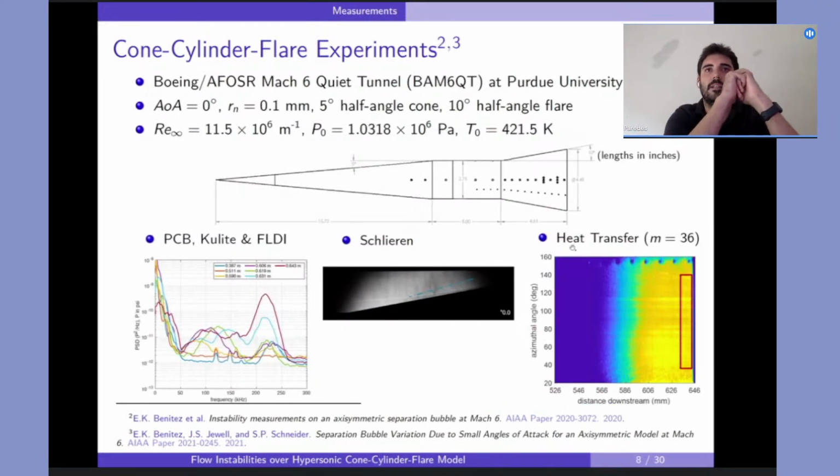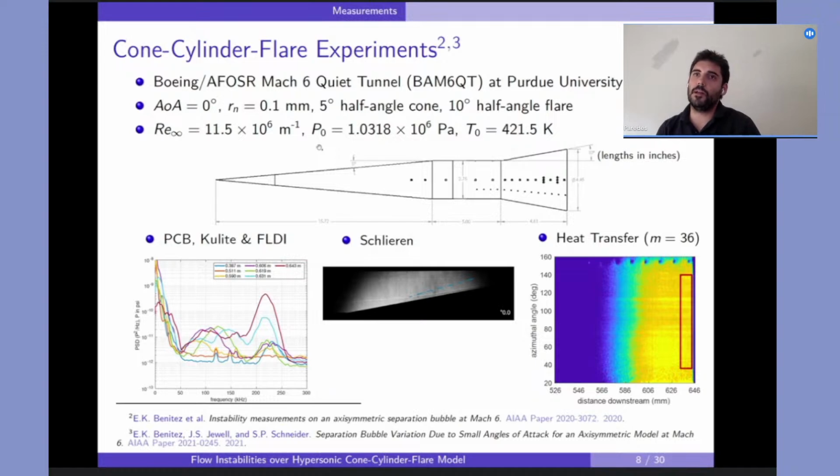Okay, so this is a sketch of the same model. As I mentioned, it is a cone-cylinder-flare, and it's axisymmetric. The conditions for this study were an 11 million per meter unit Reynolds number, a Mach 6 condition. The stagnation pressure for the tunnel is about 1 million Pascal, and the stagnation temperature is 421 Kelvin. These are the higher Reynolds number conditions to run quiet in this tunnel.